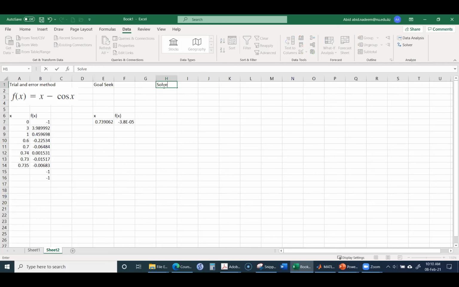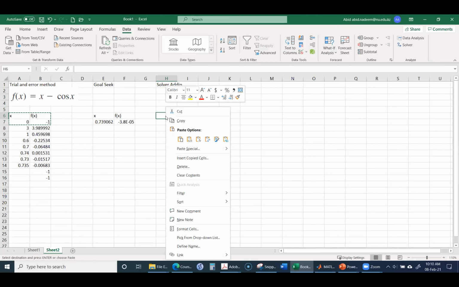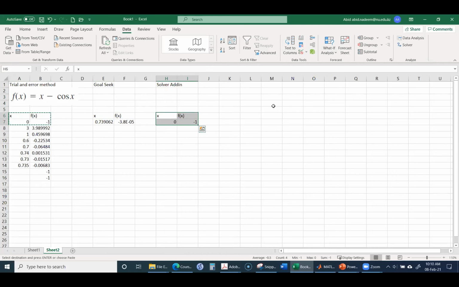The other function is the solver add-in. Because it is an add-in, it has to be added into Excel if it is not already available. This is more sophisticated than goal seek, and it includes some more applications as well. So if I want to apply this, I have to apply the method by the solver add-in.